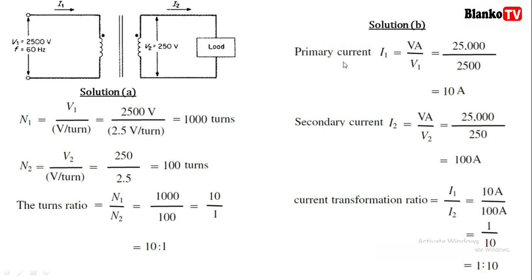Our I1, which is the primary current, is 10 amps, and then our secondary current, which is I2, is 100 amps. The same way our N1, which is the primary number of turns, is 1000 turns. Our N2, which is the secondary number of turns, is also 100 turns.